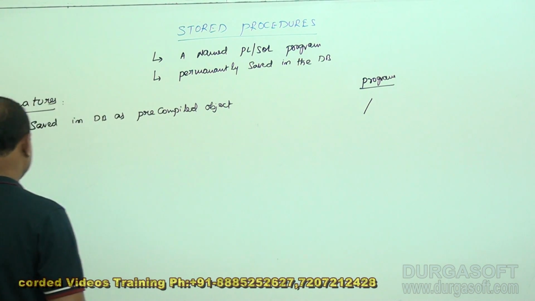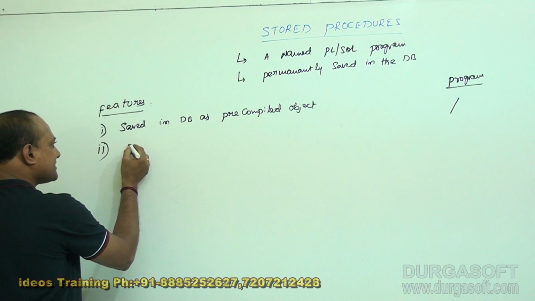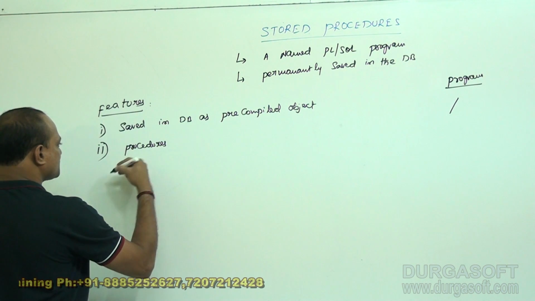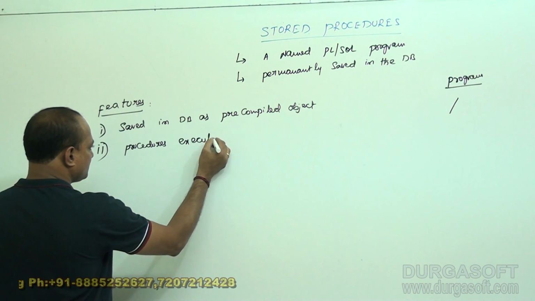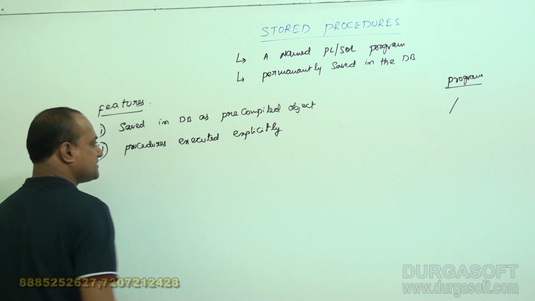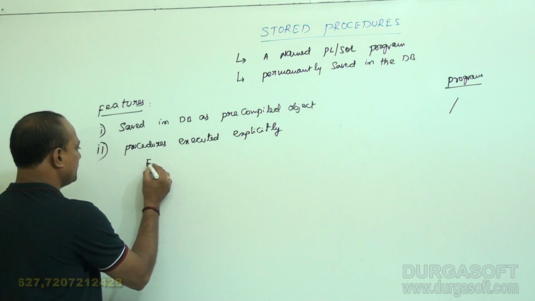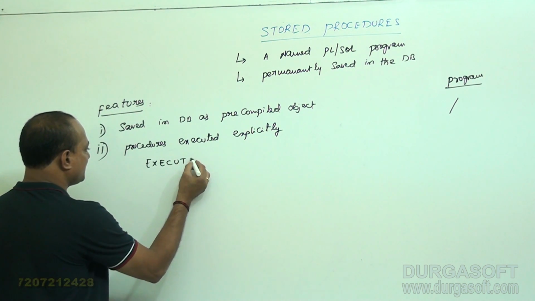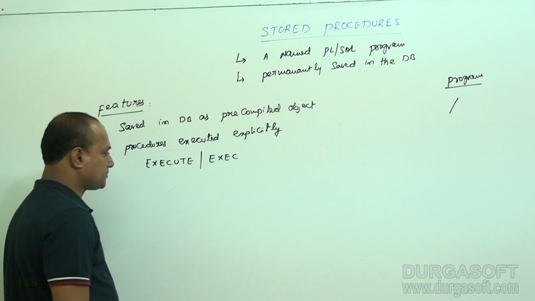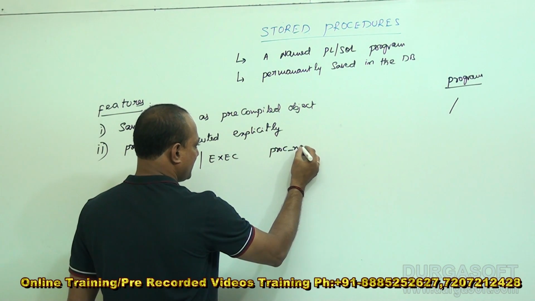Next one. You need to execute a procedure explicitly. Procedures are executed explicitly, which means to execute the procedure we need to use the execute command, or you can use exec, the short name of execute, and specify the procedure name.